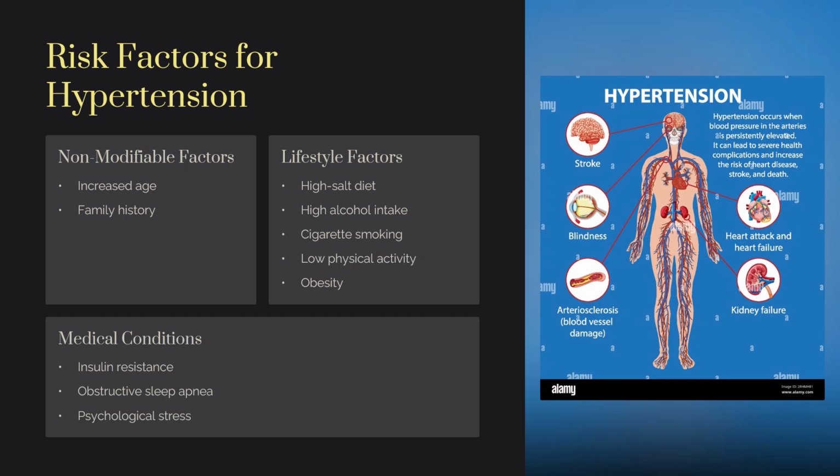Things that put them at risk for hypertension: getting older, a family history, high intake of salt or alcohol, sedentary lifestyle, cigarette smoking, obesity, if they have obstructive sleep apnea, if they are just exposed to high stress or anxious, or if they have insulin resistance.